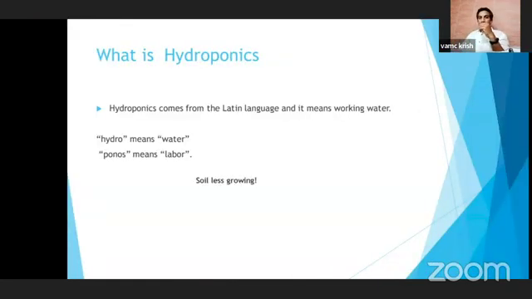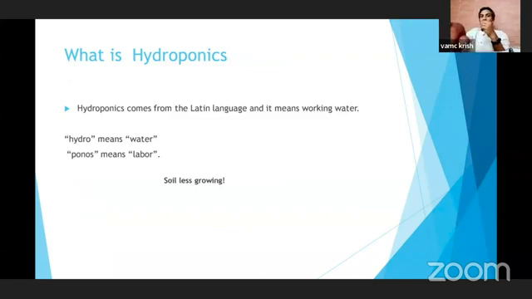What is hydroponics? Hydroponics comes from Latin words. Hydro means water, and ponos means labor. So hydroponics means water culture. It's soilless growing.